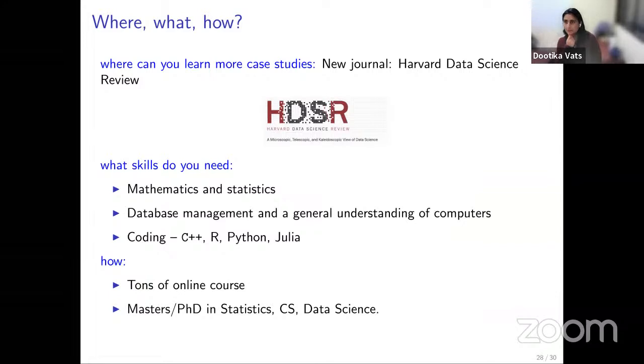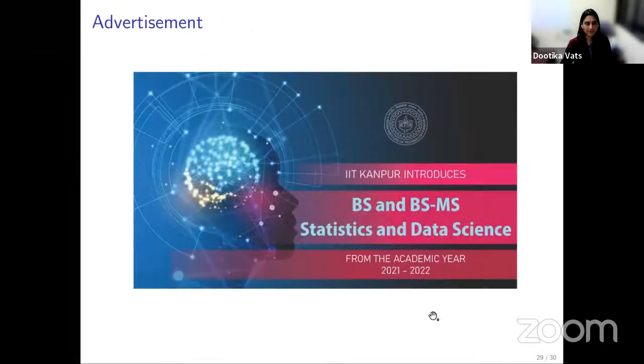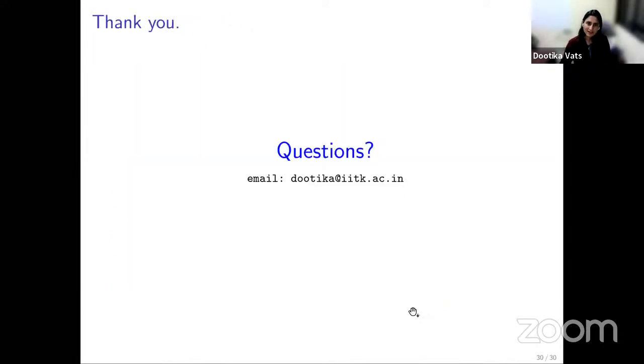And if you're interested to study more, I would highly encourage you to do your master's and your PhDs in statistics, computer science, data science. I'm in statistics, so I always encourage people to do a graduate degree in statistics because I think it's the best. But in mathematics, applied mathematics, statistics, CS and data science, all of these areas, a graduate degree can also help. I think that is it.